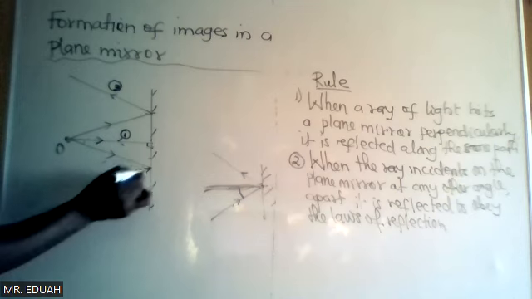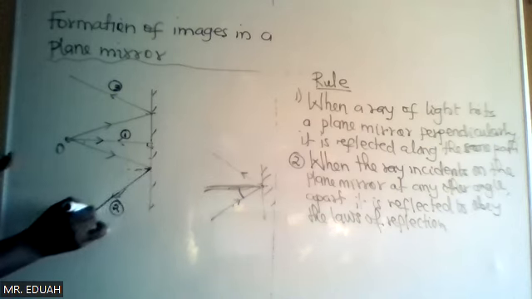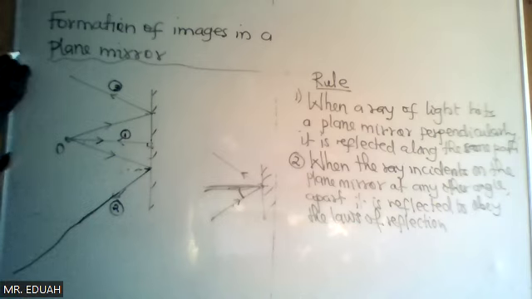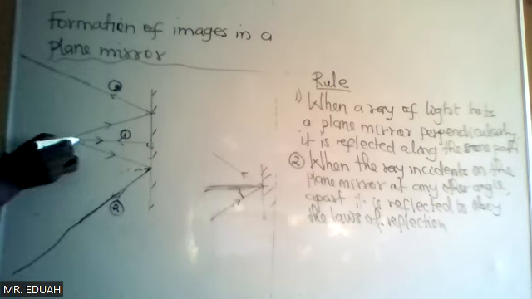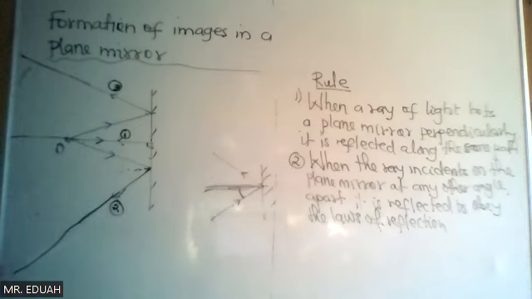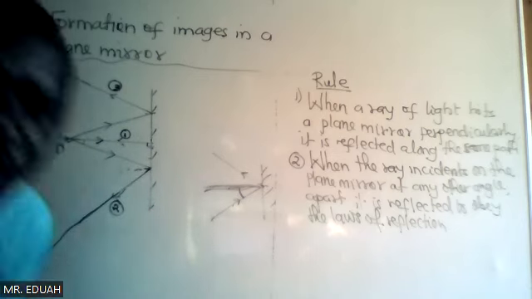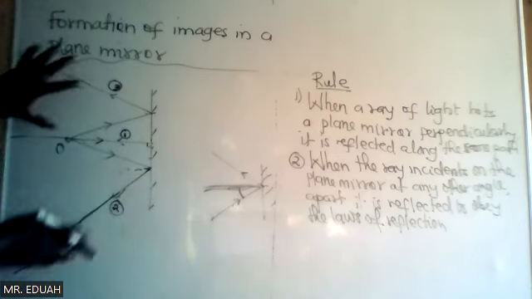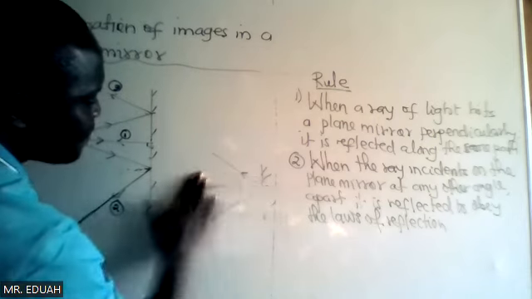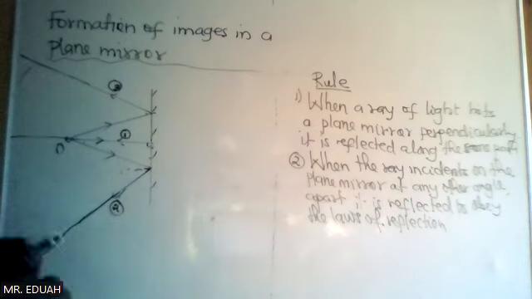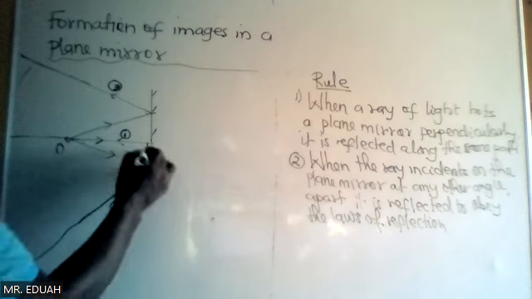No, because as they go, they get more divergent. So they will never meet in front of the mirror. Okay. Now, if the reflected rays could meet in front of the mirror, they would form a real image, but they will never meet. So we must extend the reflected rays so that they look like meeting.